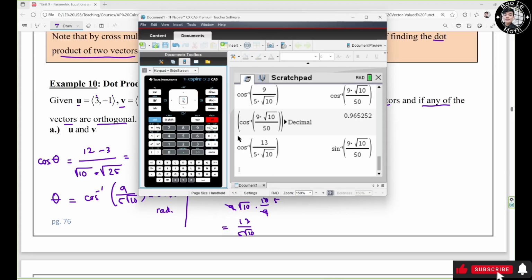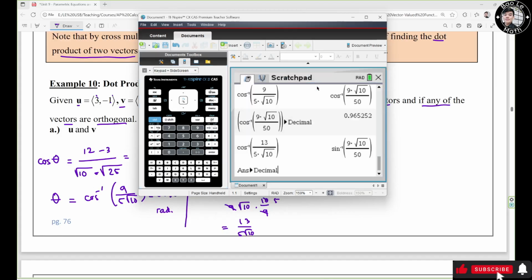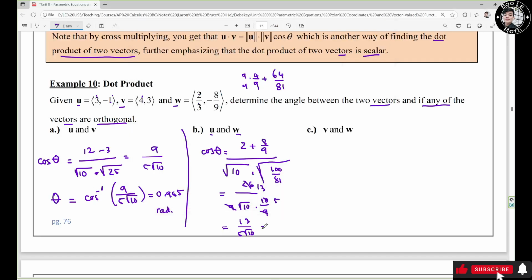Press enter. Alright, convert this one to decimal. Press menu, number, convert to decimal, press enter. The answer is 0.605 radian. Alright, now the last one, V and W. V is right here and W is right here, right?